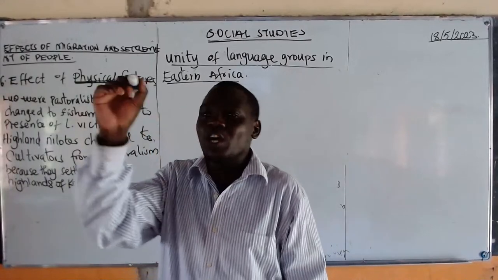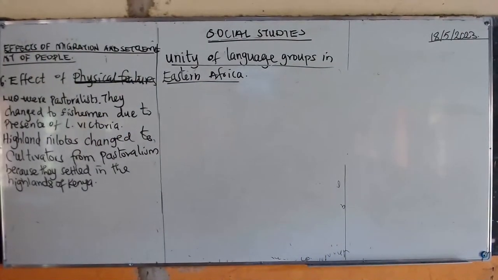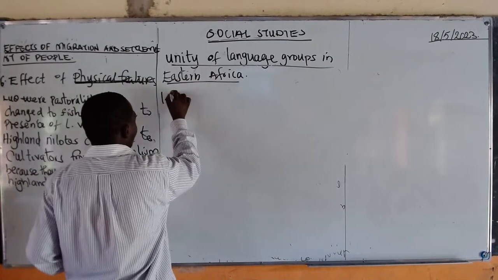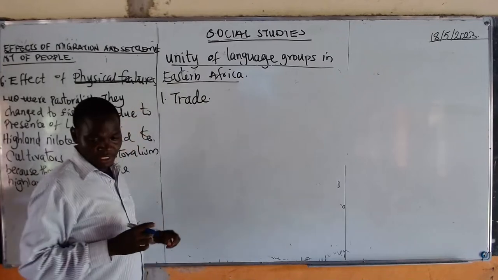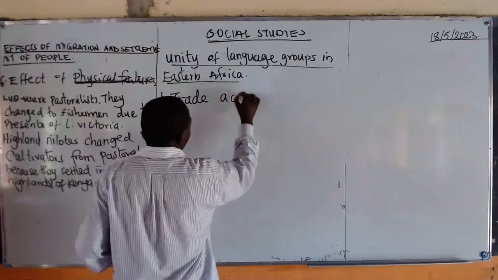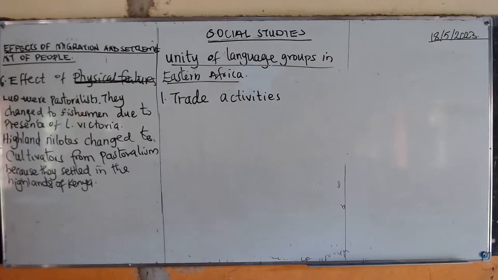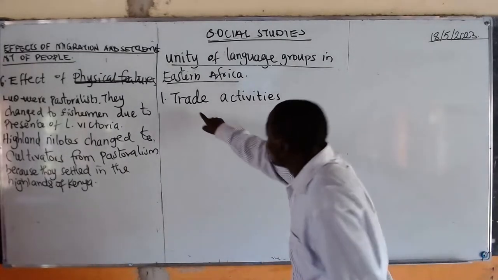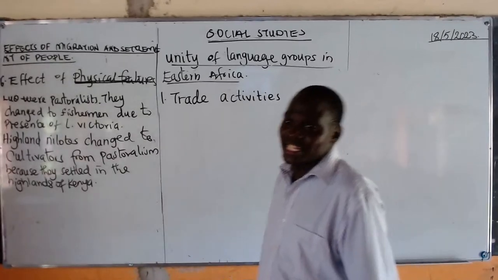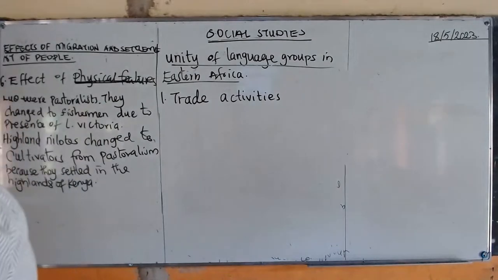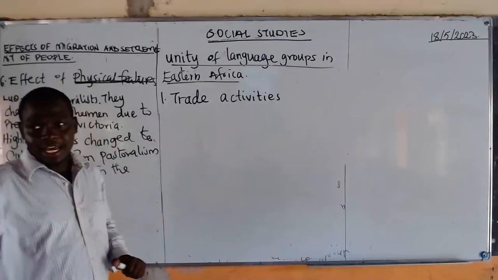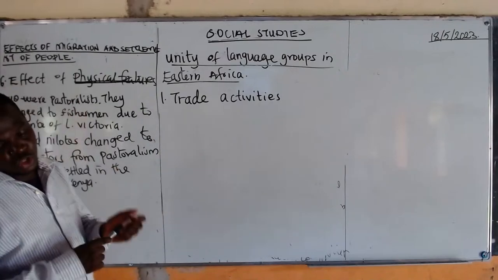So, what brought them unity? One is trade. Trading, trade activities. For example, let me ask you something. Are you able to sell your cows to your enemy? Are you able to buy food from your enemy? No. So, since you cannot do it to your enemies, for you to do trade, for you to buy and sell your goods and services, you must be friends. So trade made those people to have unity.